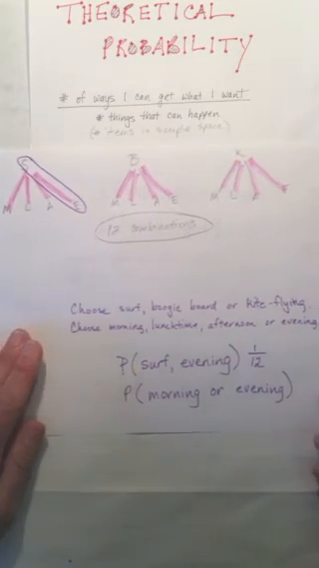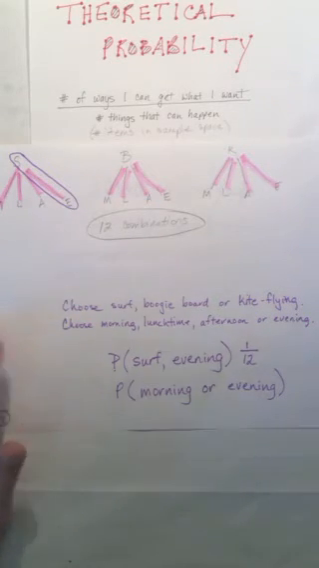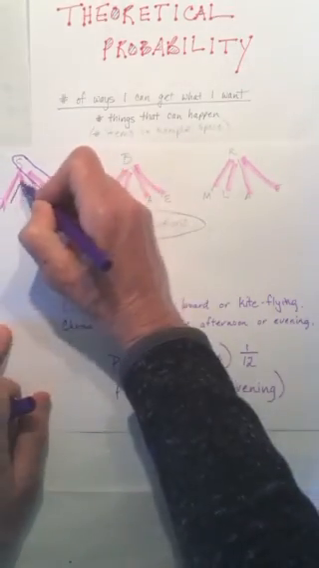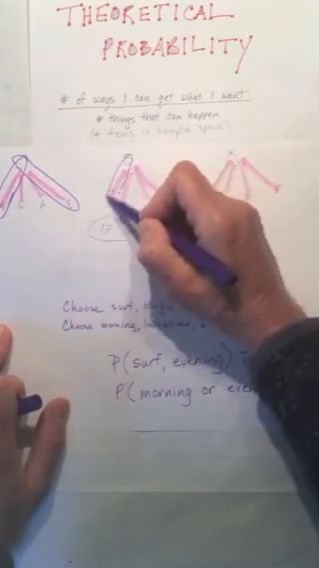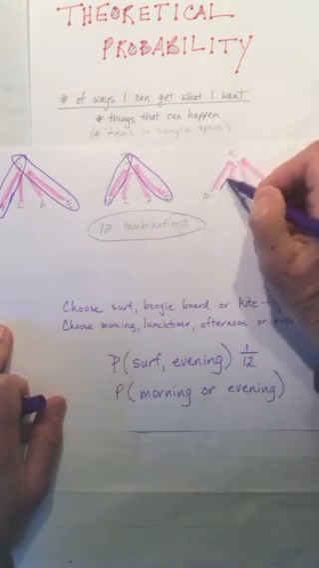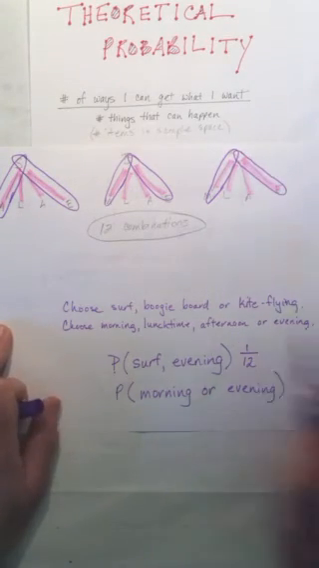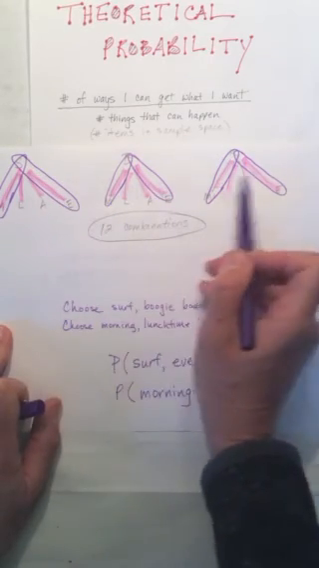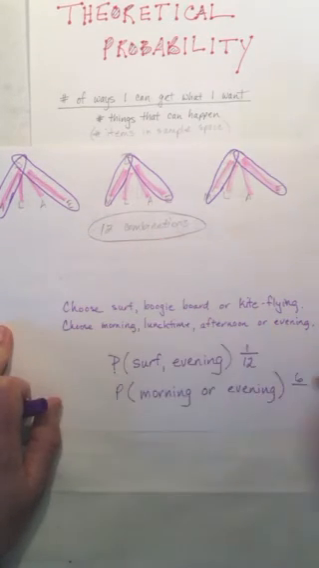All right, last question. What is the probability that we go in the morning or the evening? So let's see. Here's a morning combo, and there's an evening combo. Here's a morning combo and an evening combo. Kite flying in the morning or kite flying in the evening. So let's see. We've got 1, 2, 3, 4, 5, 6 branches. 6 ways I can get what I want out of the total of 12.